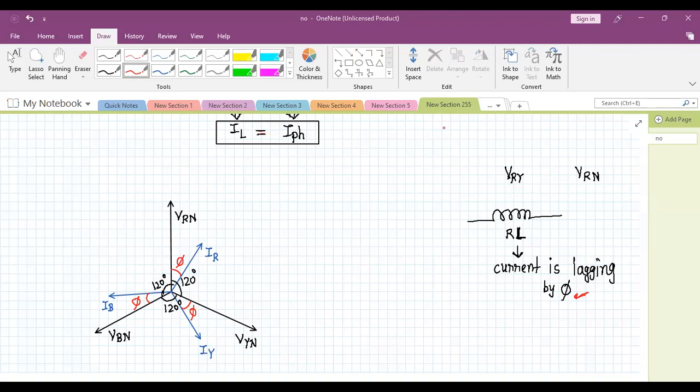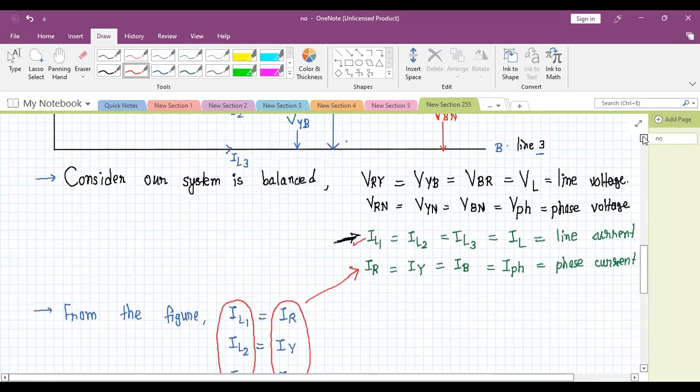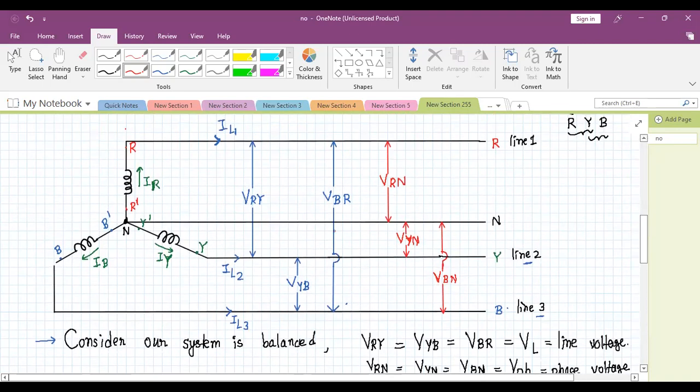Okay. Now our task is to draw the VRY, the line voltage. In this diagram, I want to draw the VRY. Now see the figure. What is VRY? I want to find this out. So can I say the VRY is the voltage between here to here and here to here? Yes or no?